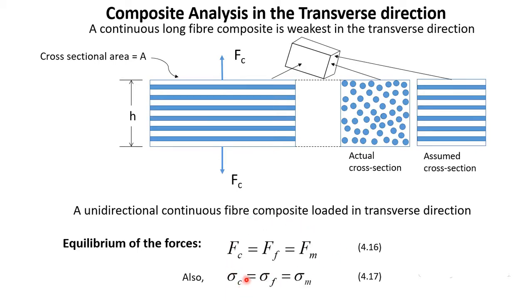We can write this in terms of stress, force divided by area. Now the area will be the same for each, because this surface, which is not visible in this cuboid, is the surface. So the area is the same for the fiber, the matrix and the composite. The area is not changing. Therefore this relation can be written in the form of stress. Stress on the composite is equal to stress on the fiber is equal to stress on the matrix. So these are the two relations. We will use relation 4.17 later.